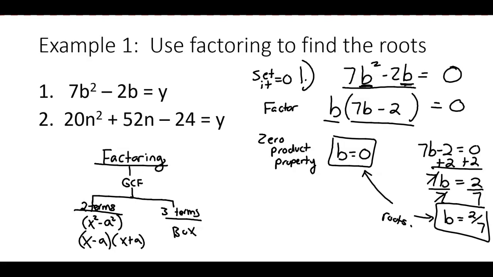So once again, we got 3 steps here. Set it equal to 0. Factor it. Zero product property. Okay? And that's just fancy words for saying set them both equal to 0. And so. Take a look at our second one there.